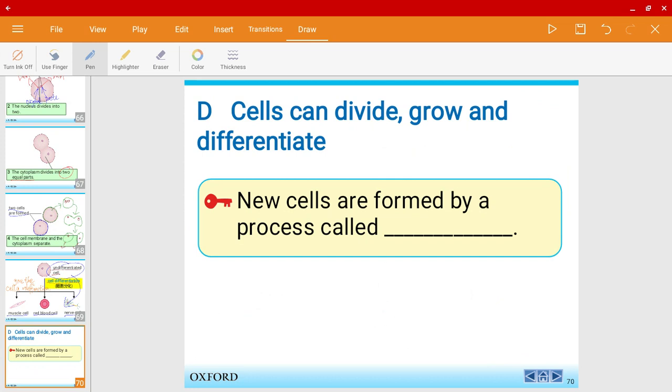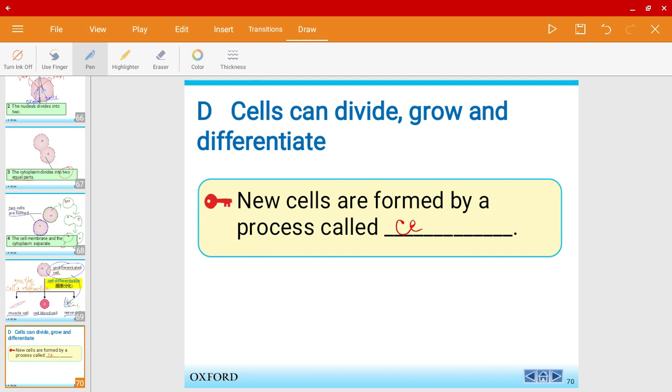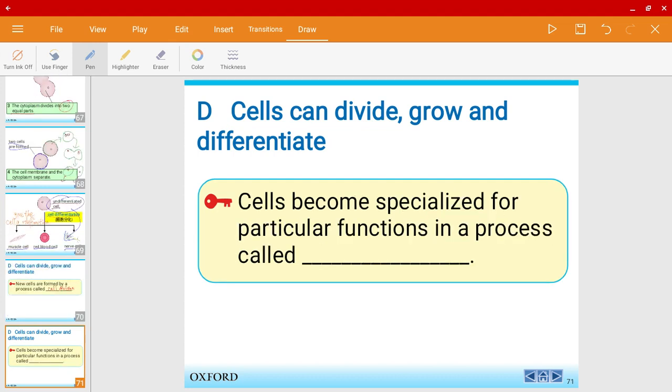So far, let's summarize what we have learned. New cells are formed by a process called, yes, cell division. Cells become specialized for particular functions in a process called, what's the process called? It's a long name. Yes, cell differentiation.